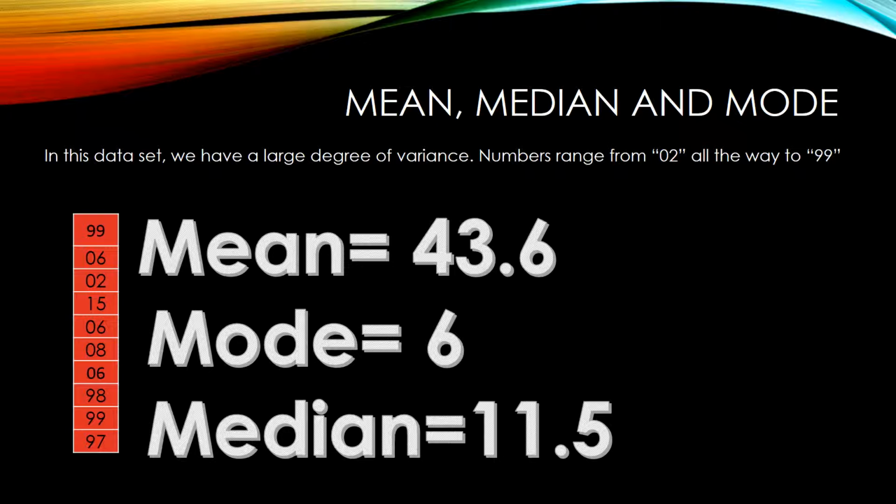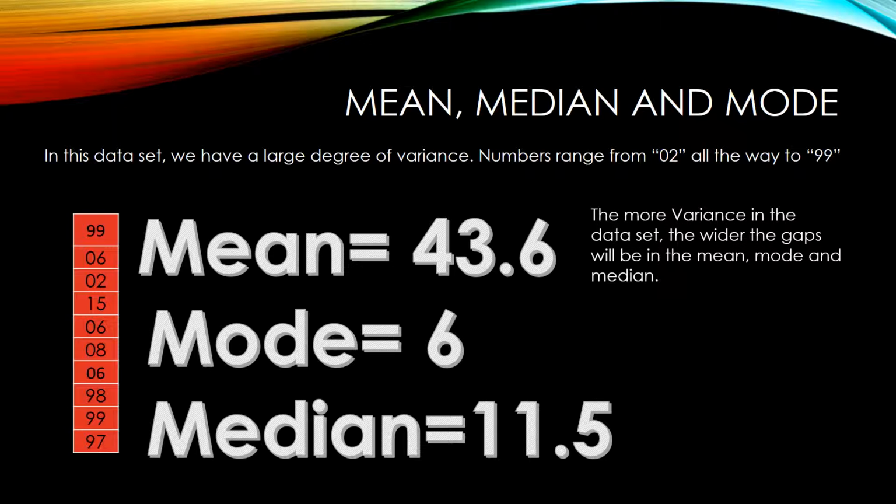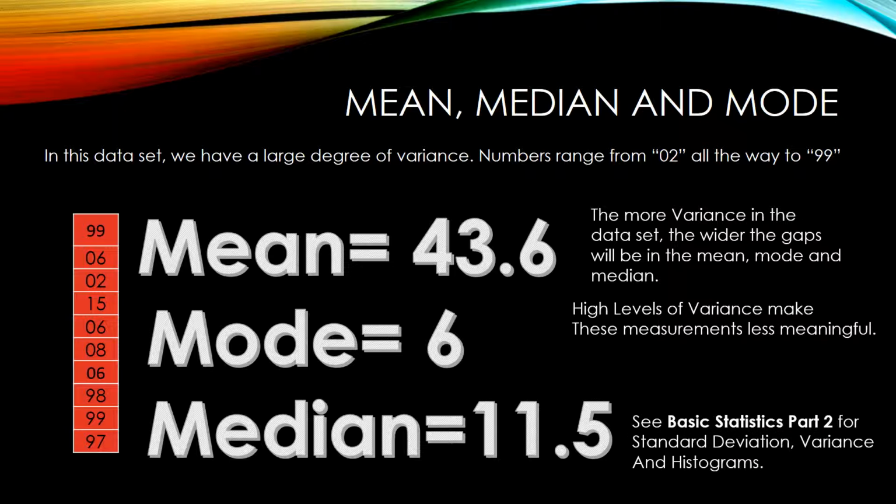So you can see these numbers have almost no relation to each other, unlike our previous data set where they were very tightly clustered. The reason for this is because of variance. There are wide gaps in the numbers that we have here, and that manifests itself in wide gaps between the mean, the mode, and the median. So high levels of variance make these measurements a little less meaningful.